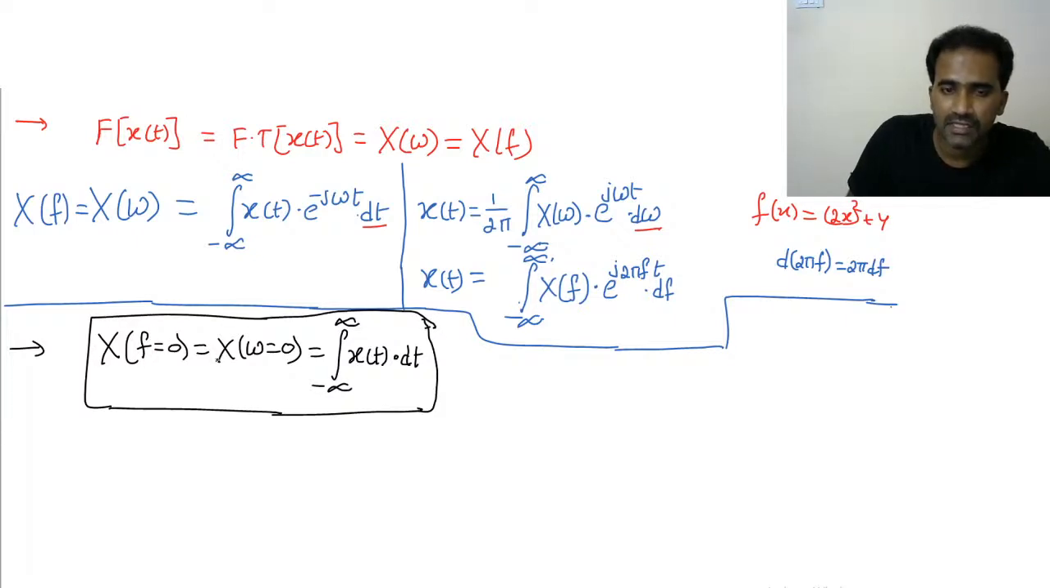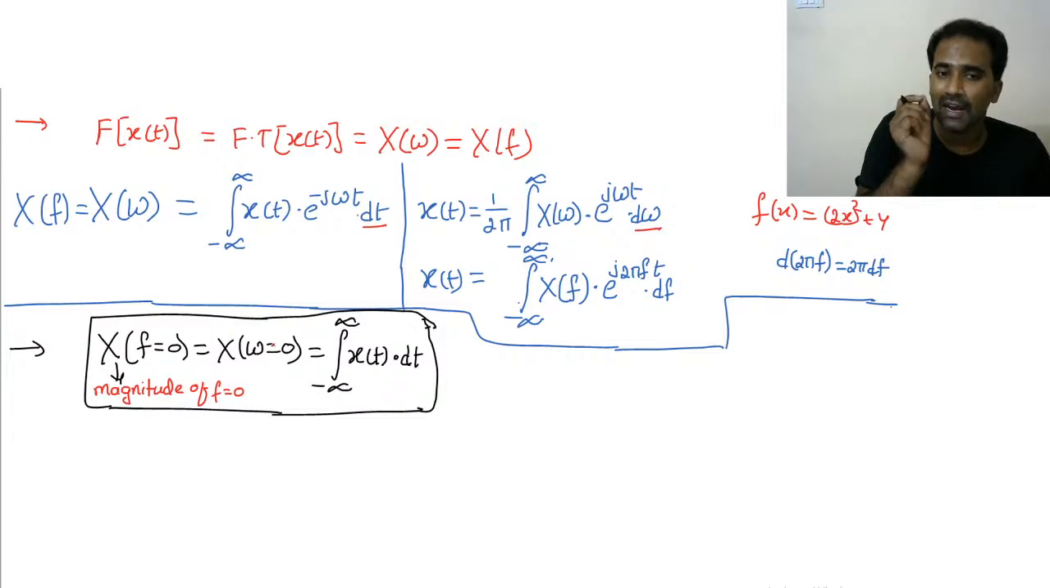And the observation is, in the Fourier transform, if you are trying to understand the value at 0, what is this value? This is the magnitude of 0 frequency, f equal to 0. So the meaning of x of f equal to 0 or x of omega equal to 0 is the magnitude at f equal to 0 frequency. F equal to 0 corresponds to DC only, right?